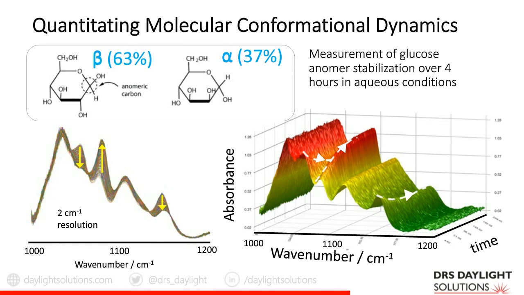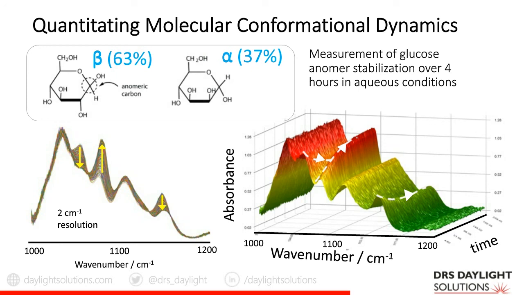In this example, we set up this experiment to track molecular conformation dynamics of glucose. Glucose is a linear molecule when it is solid. Once you dissolve the glucose in water, the solution gets cyclized and its anomeric carbon atom, as shown in this figure. Using QCL, we could track this conformational dynamics of anomerization for a period of 4 hours in aqueous solution.